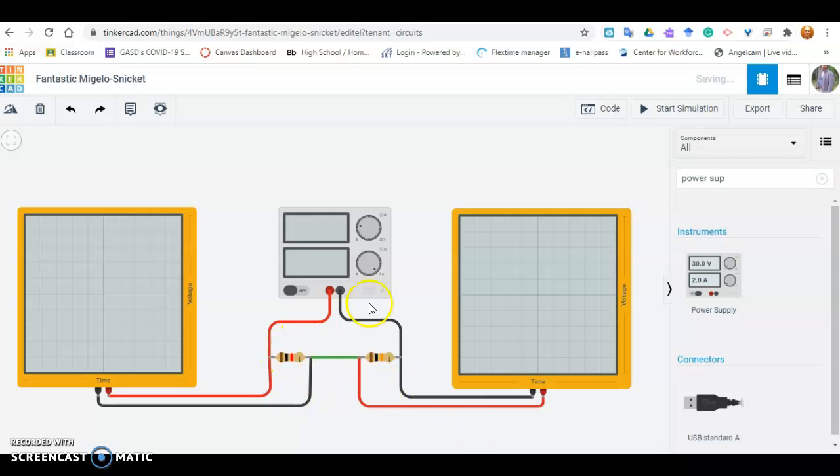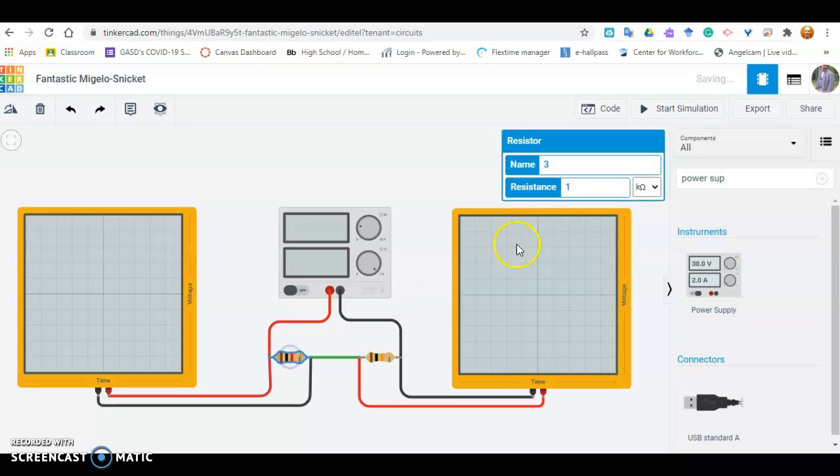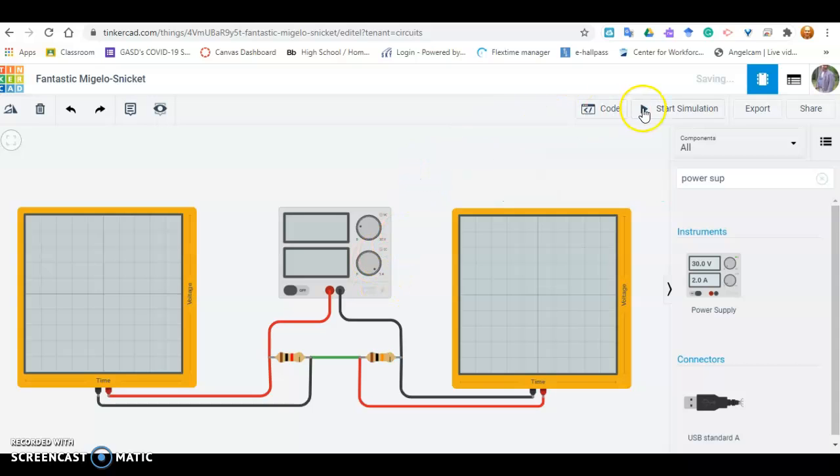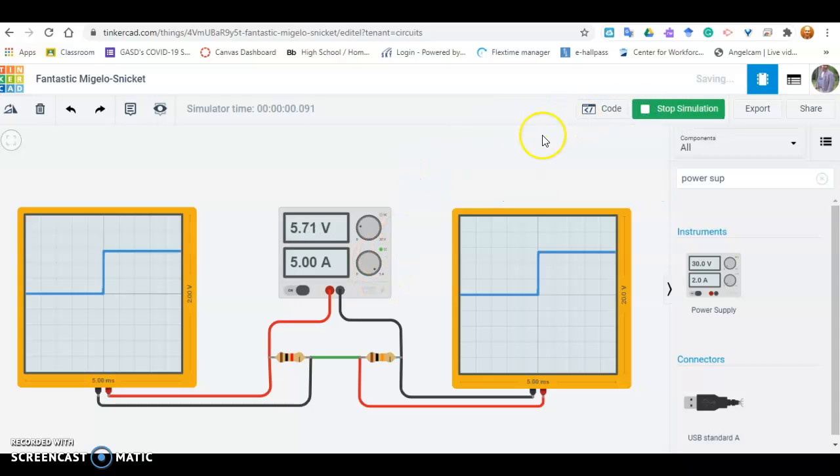Looking at Tinkercad, here is our circuit setup with a DC power supply. I have two oscilloscopes over here, and here are my resistors. I have my 1 k ohm resistor here, and my 10 k ohm resistor here. It is actually backwards from the schematic in the lab exercise, but our results will be exactly the same. So this is the 10 k ohm, this is the 1 k ohm. And what happens when we simulate this and look on our oscilloscope?